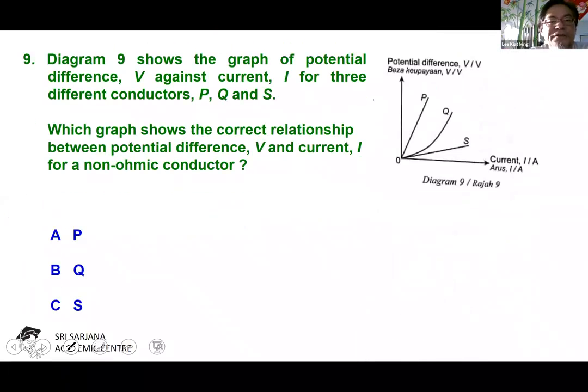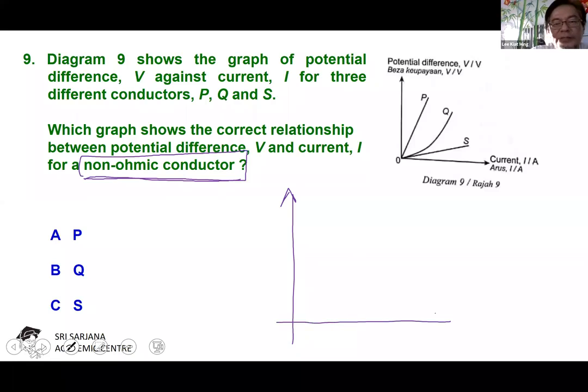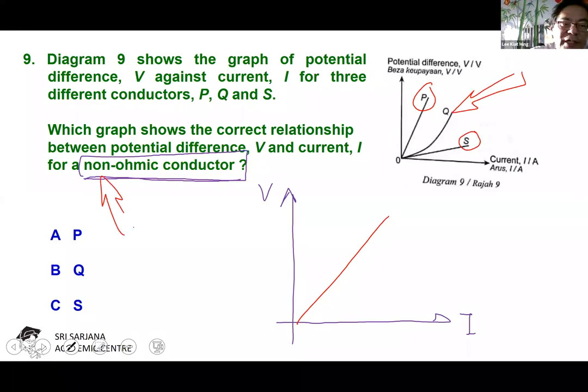Which graph shows the correct relationship between potential difference and current for non-ohmic? Ohmic, you know, is a graph which is directly proportional. Remember, you studied ohmic. Whenever V over I, there will be a straight line that goes to the origin. So P is ohmic. Conductor S is also ohmic. The one which is not ohmic is Q, because they ask for non-ohmic.